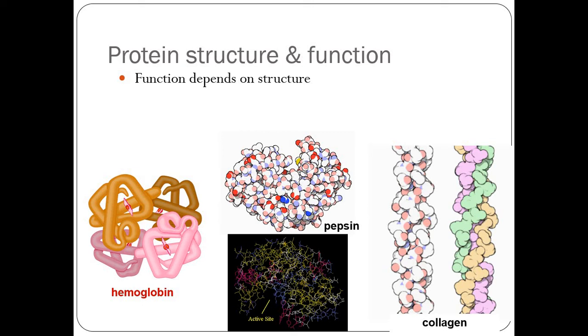So now let's proceed to the structure and the function of proteins. The first thing that you have to know is that the function of a protein greatly depends on the structure. These figures here are examples of proteins. So hemoglobin, pepsin, and collagen are all proteins.